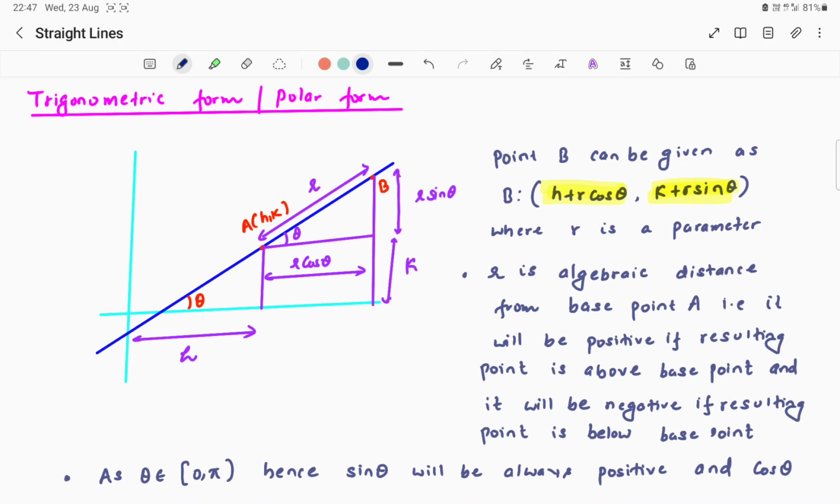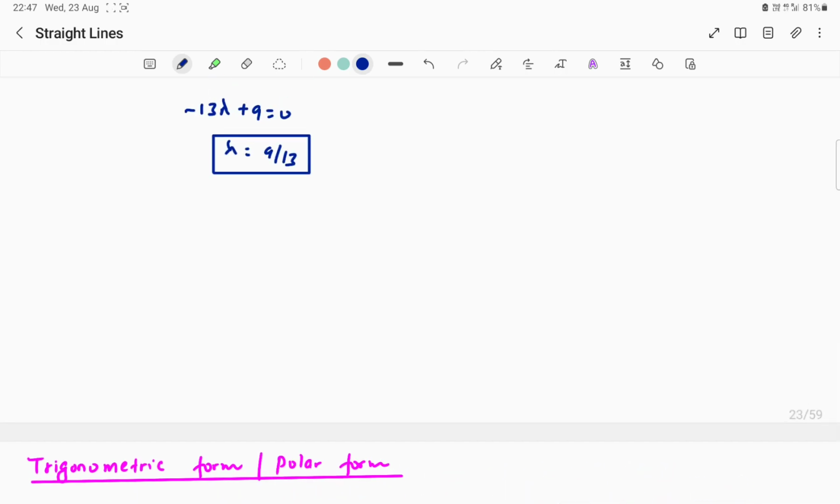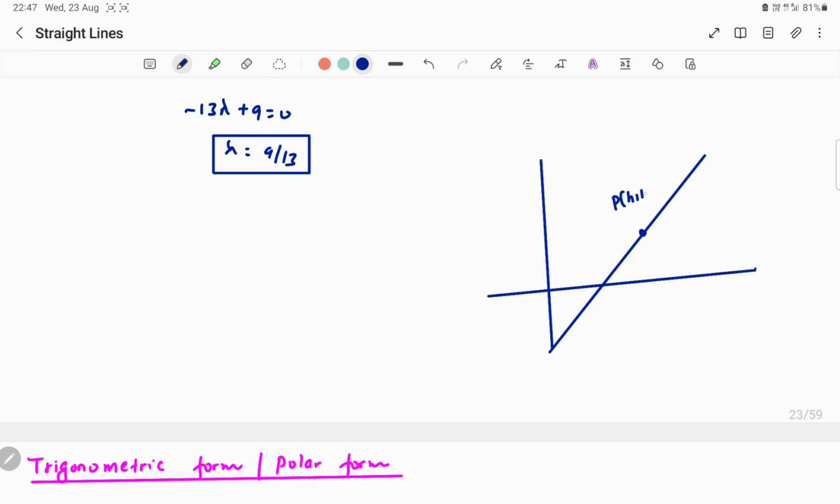So the next topic that we have in front of us is the trigonometric form or the polar form, or we also call it the parametric form. Think like this: suppose there is a line, and let's say there is a point here. Let's say this point is given as h comma k, and let's say tan theta. You know tan theta.